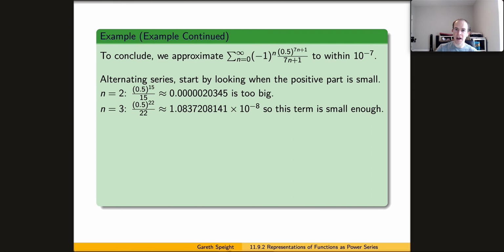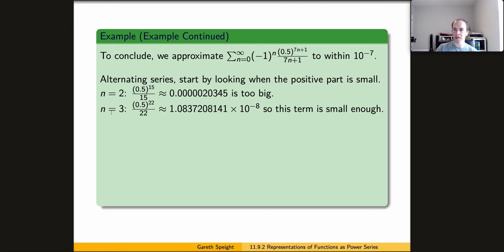So we go to the next term. When n equals 3, 7n plus 1 is going to be 22. So we have 0.5 to the power of 22 divided by 22. Okay, it's 1 point something times 10 to the minus 8. So in particular, this is less than 10 to the minus 7. So this term is going to be small enough. So we said that the positive part of the third term is smaller than 10 to the minus 7. And now we have to translate back by 1.